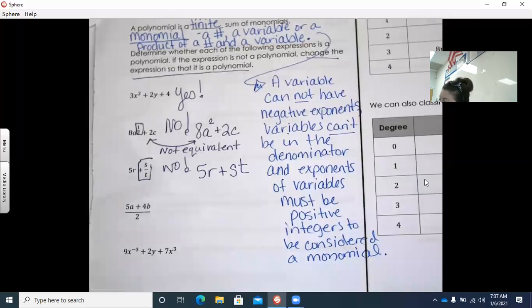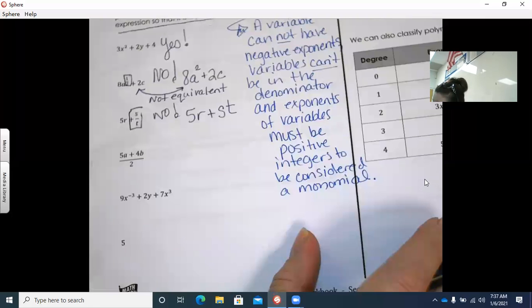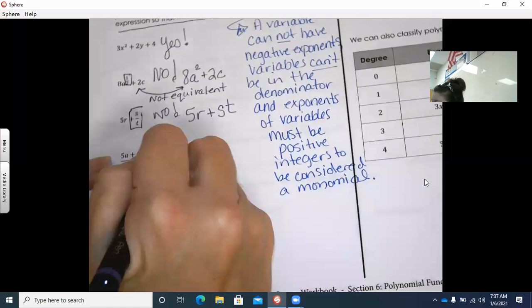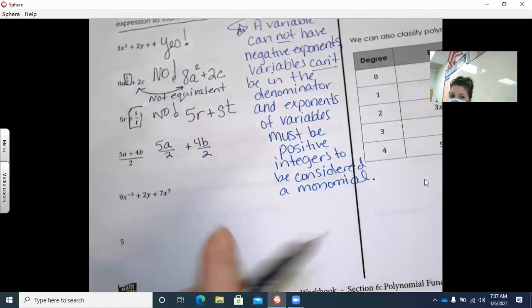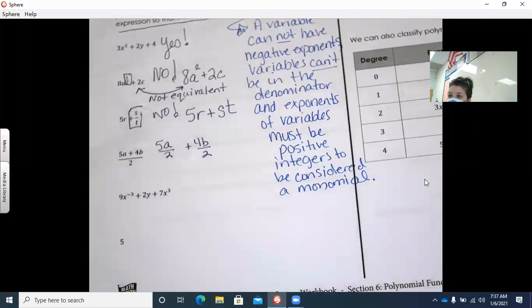(5a plus 4b quantity divided by 2). Now remember, that's the same thing as 5a being divided by 2 and 4b being divided by 2, which of course we could simplify to 4b divided by 2. Is there anything there that makes this not a polynomial?